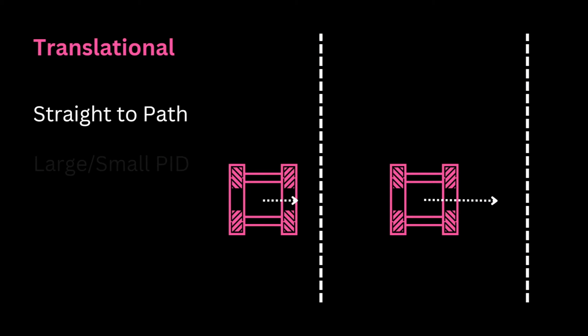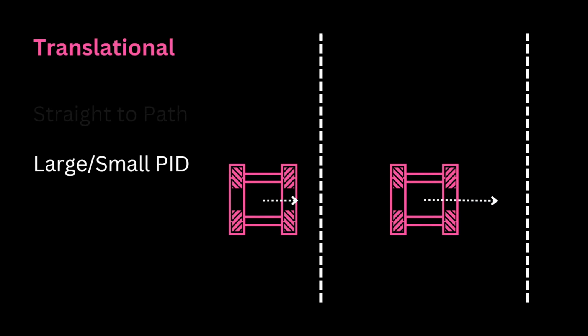Translational correction works very simply. It goes straight back to the closest point in the path, moving faster and harder the farther you are away from it. However, unlike most other followers, we actually split this translational correction up into two different PIDs, a small PID and a large PID.